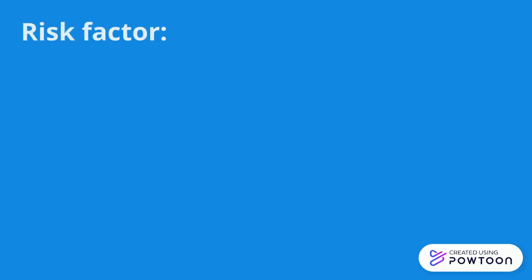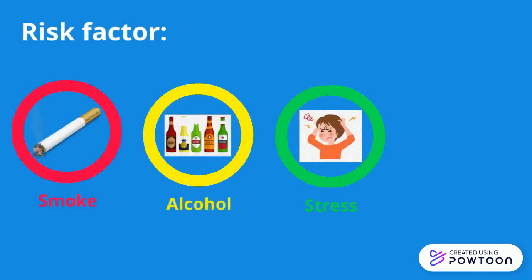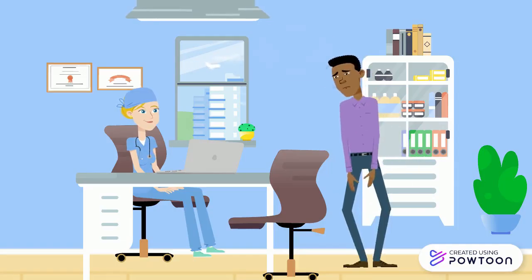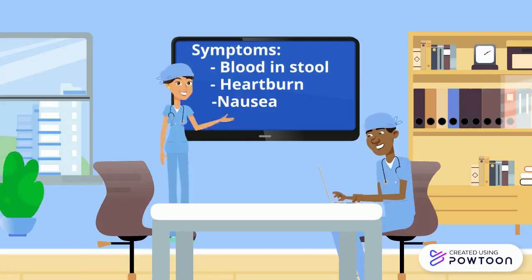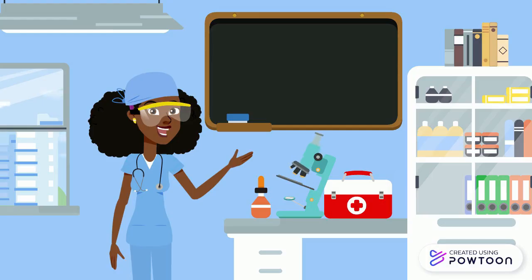In addition, you might have an increased risk of getting peptic ulcer if you smoke, drink alcohol, are stressed, or have a genetic predisposition. Most patients with peptic ulcer present with abdominal discomfort and dull pain. The pain is located in the epigastrium as this structure is developed from the foregut. Other symptoms and signs of peptic ulcer are blood in stool, heartburn, and nausea. However, these symptoms are not specific.